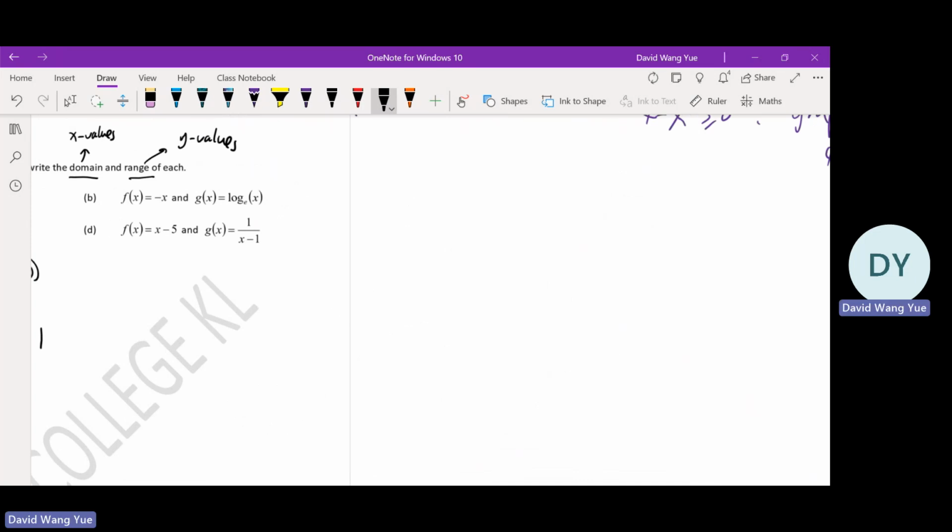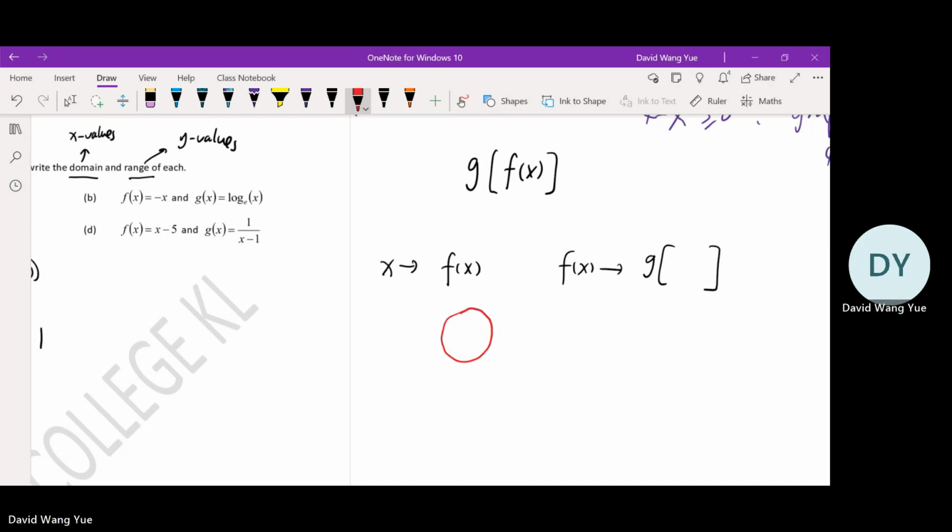There are a few possibilities. For example, if I want to get g(f(x)), that means I sub x into f(x), and then I sub f(x) into the g function. Firstly, if the range of f is not bigger than the domain of g, then no problem.